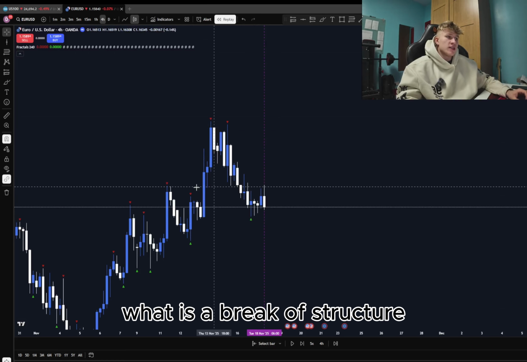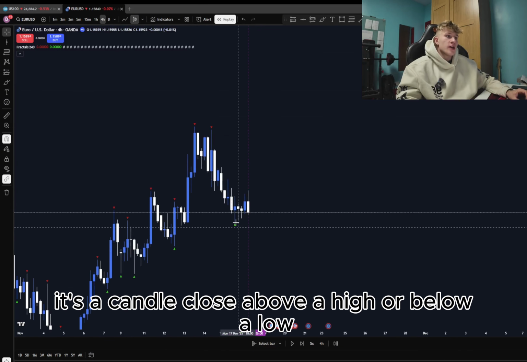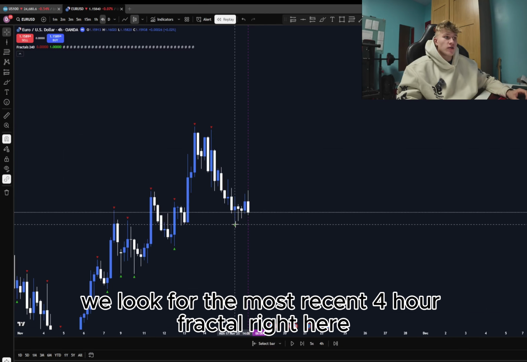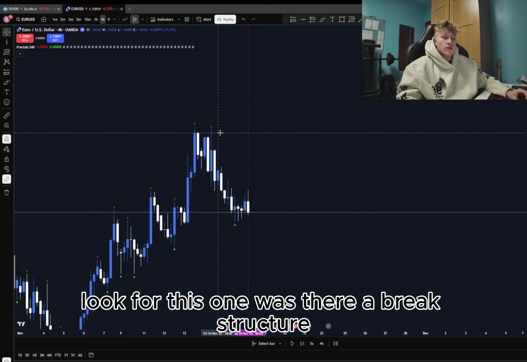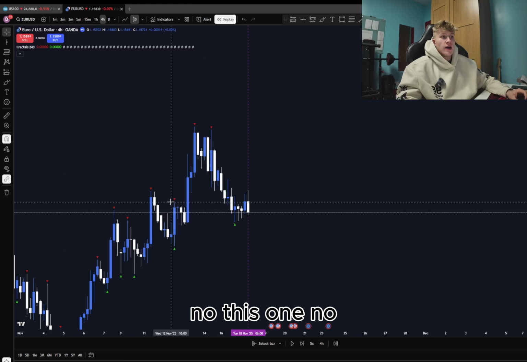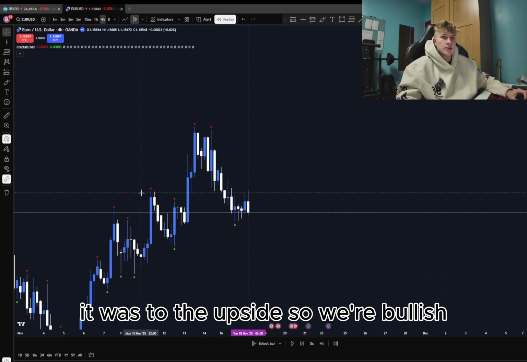Now, what does that mean? What is a break of structure? It's a candle close above a high or below a low. So we look for the most recent 4-hour fractal right here. Was there a break of structure? So a close below? No, there wasn't. Look for this one. Was there a break of structure? No. This one, no. This one, yes, there was. Was it to the upside or the downside? It was to the upside, so we're bullish.